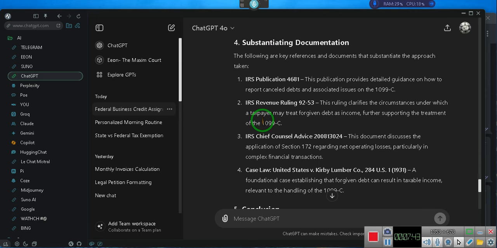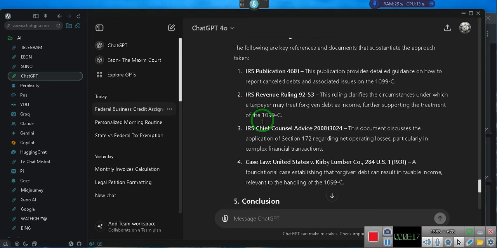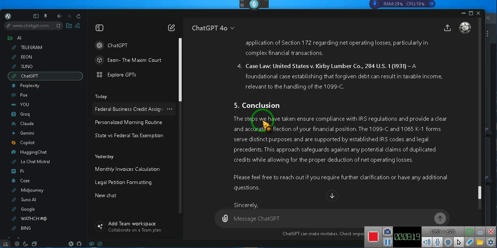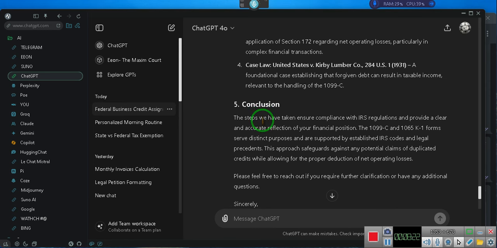4. Substantiating documentation. The following are key references and documents that substantiate the approach taken. 1. IRS Publication 4681. This publication provides detailed guidance on how to report canceled debts and associated issues on the 1099-C. 2. IRS Revenue Ruling 92-53. This ruling clarifies the circumstances under which a taxpayer may treat forgiven debt as income, further supporting the treatment of the 1099-C. 3. IRS Chief Counsel Advice 2008-324. This document discusses the application of Section 172 regarding net operating losses, particularly in complex financial transactions.